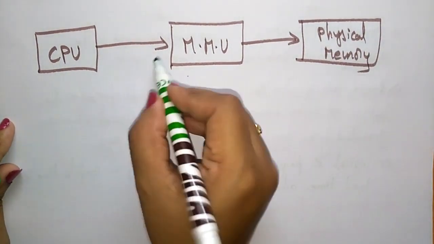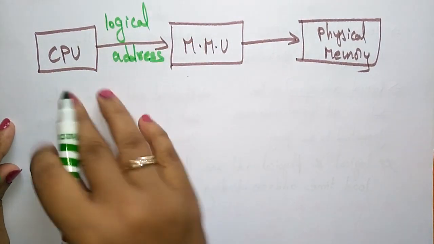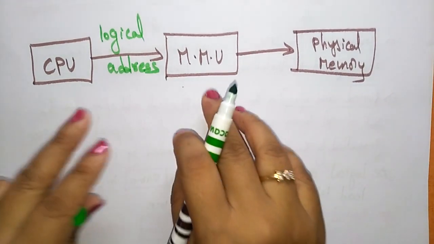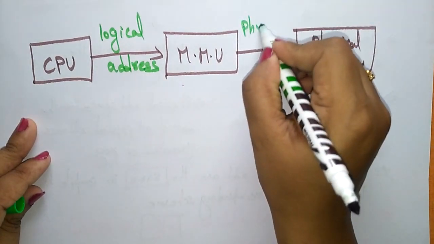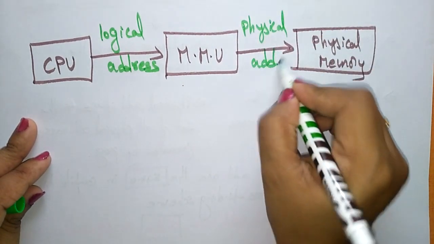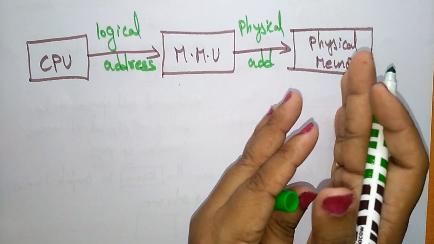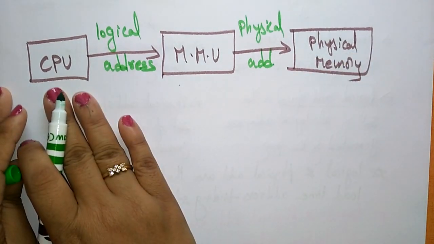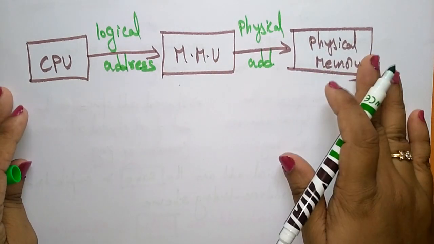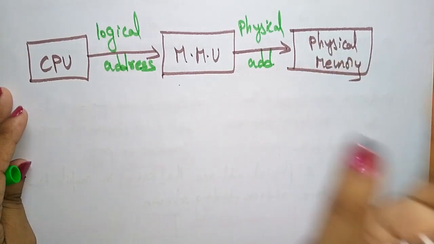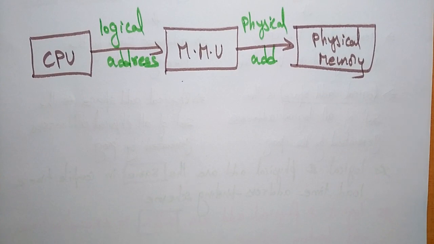The CPU will generate a logical address. The CPU always generates a logical address, meaning the virtual address. The memory management unit converts this logical address into the physical address, so that the data will be stored in the physical memory. This is the difference between logical and physical address space. Whatever the CPU generates is in the form of logical address space. Whatever the memory unit sends to the physical memory is in the form of physical address space. So this is about the difference between the logical address and the physical address space. Thank you.